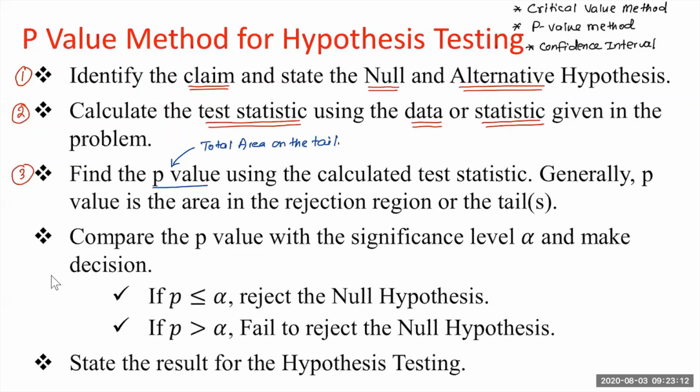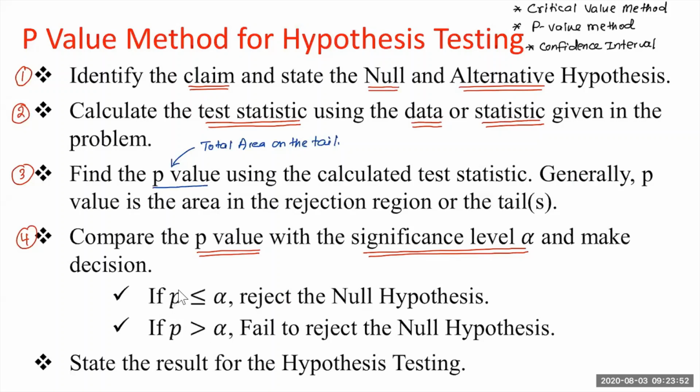Then, after we have the p-value, the fourth step is to compare the p-value with the significance level alpha. This significance level will be given to you in the problem. So you may have to perform the hypothesis test at a 5% significance level. In that case, alpha will be 0.05. Or maybe at a 10% significance level. In that case, alpha will be 0.10, and so on. This value will be given in the problem. So you have to compare your calculated p-value with the significance level.